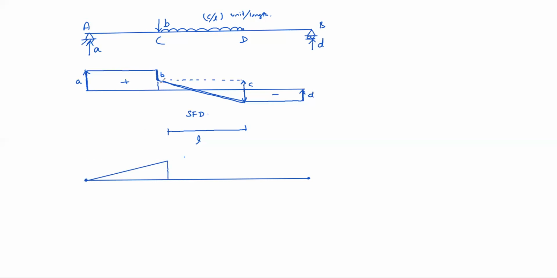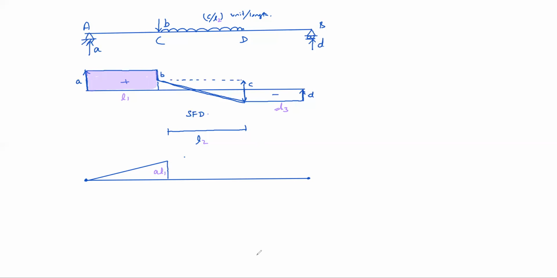Then what is this quantity here? Obviously the area of this, right? Area of what? This area. Let's assume that is L1, this is L2, this is L3. So here this height will be A into L1. Is it okay? Then what is the variation here in the bending moment diagram in this CD portion?